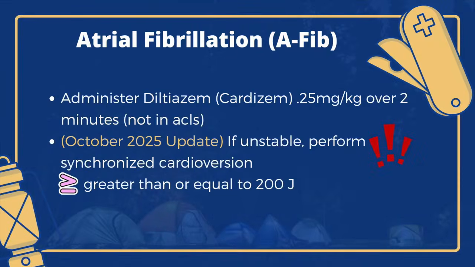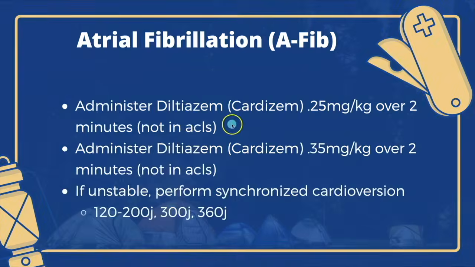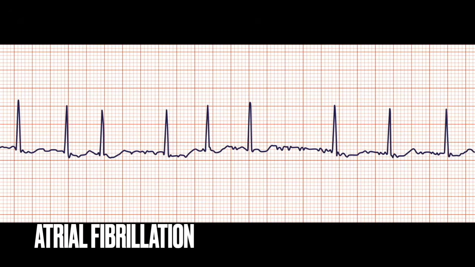They usually don't test atrial fibrillation on the ACLS except for the rhythm. However, I'll cover it. So you administer diltiazem 0.25 milligrams per kilogram over 2 minutes. Remember that with the new update, if we have unstable atrial fibrillation, we perform synchronized cardioversion greater than or equal to 200 joules. At one time, someone told me that they were tested on it. So I'm including the treatment here.